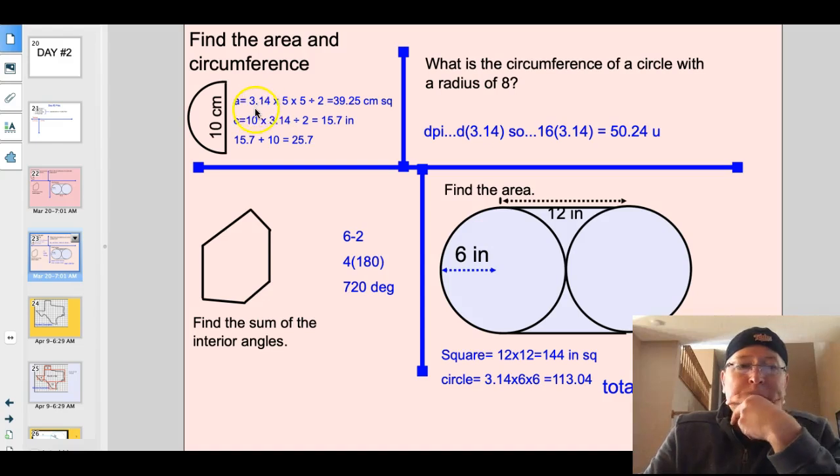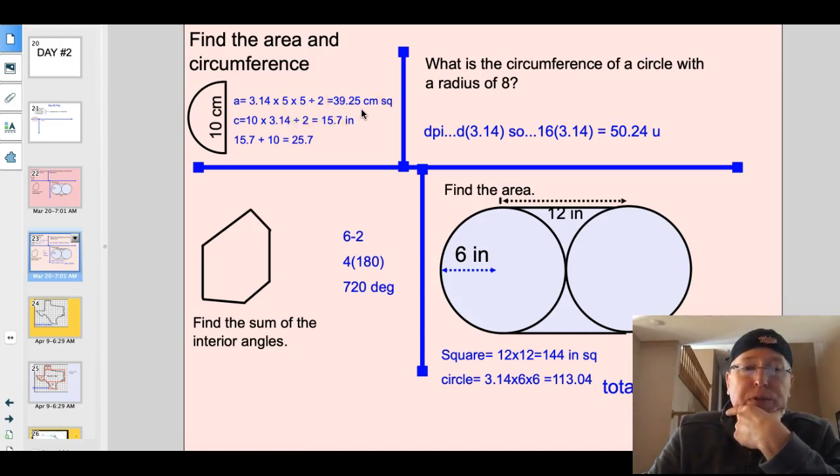The area of this one would be 3.14 times 5 times 5. That would be pi r squared, and then you divide it by 2, you'd get 39.25 centimeters squared. This one here, you've got the circumference. If you're just talking about this curved part, you take d pi, so here's the diameter times pi. You divide that by 2, you'd have 15.7. Now some people may have added this line in, and if you add that line in to complete the shape, it would be 25.7.